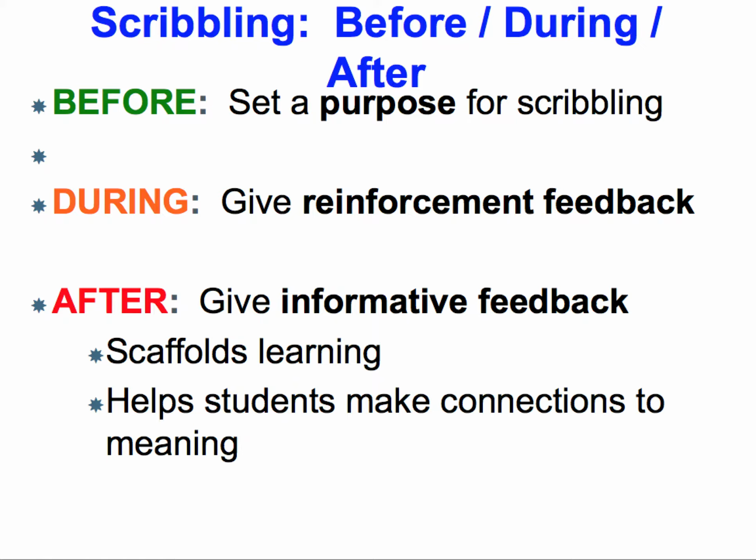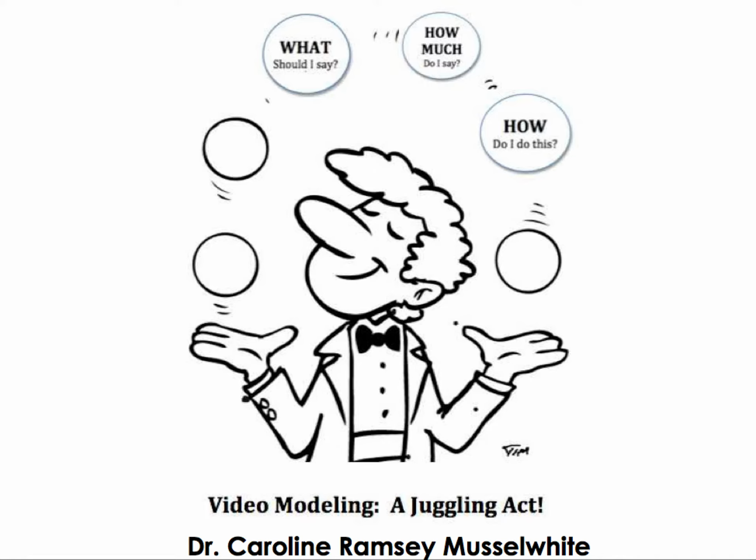Afterwards, I want to give informative feedback. I want to scaffold their learning and help them make connections to meaning. So I made a little juggler to talk about this because I think video modeling is a total juggling act. So we've got to figure out when we're doing it, what should I say? What is really going to help the student to be a better writer tomorrow? How much do I say?